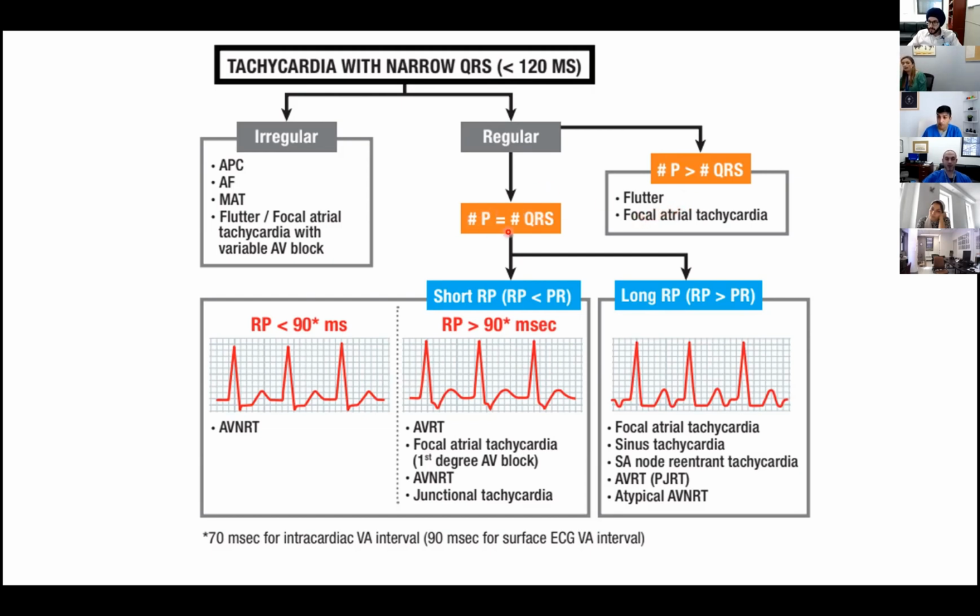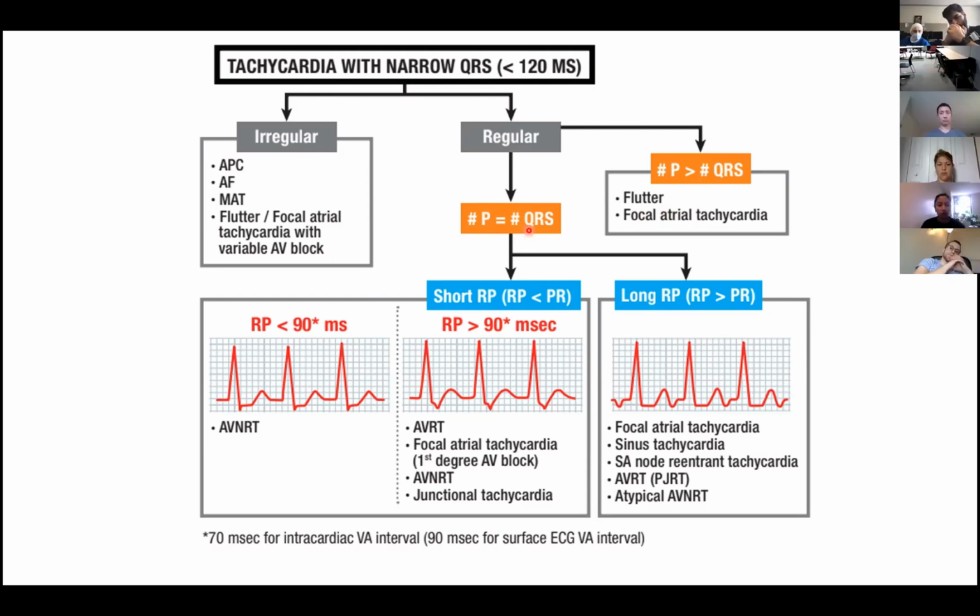And then remember what I told you, that when we went through the short RP and long RP, that applies only in the situation of an equal number of P's to QRS. And then you have a nice breakdown of short RP and longer RP that I already mentioned to you. With one little, also very useful dichotomy here: if these P waves come right after the QRS, in a very, very short time frame of less than 90 milliseconds, in most cases that's AVNRT.